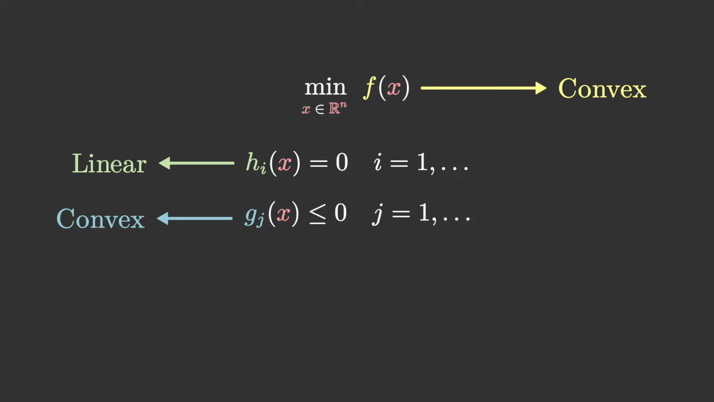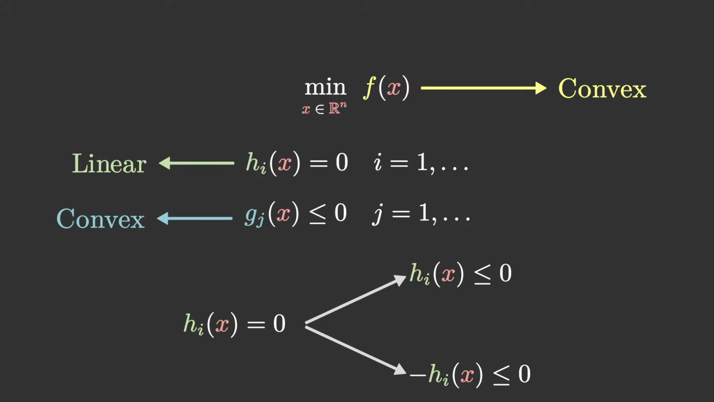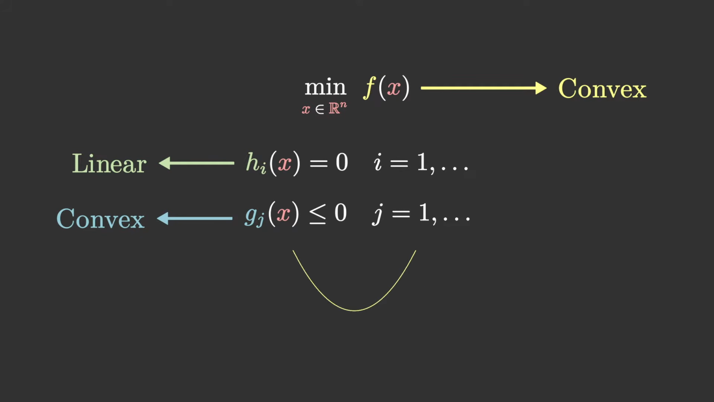You might wonder why we require the functions h_i to be linear and not just convex. The reason for that is simple. We can replace an equality h equals 0 with two inequalities, h smaller than 0 and minus h smaller than 0. And the only functions for which h and minus h are both convex are the linear ones.